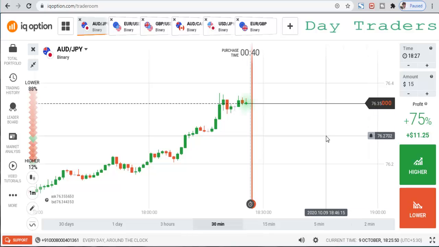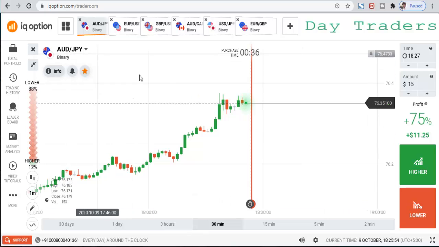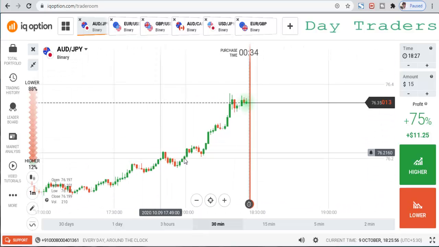Today I will show you how to trade with candlestick psychology. Let's analyze the market. This is the ADJPY pair, and this is an upturn market.